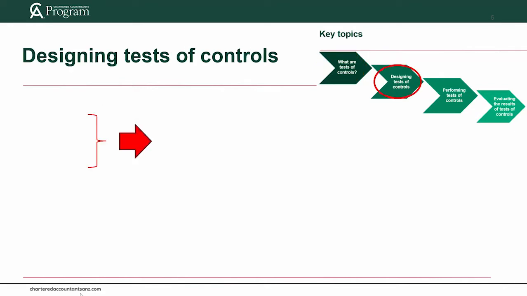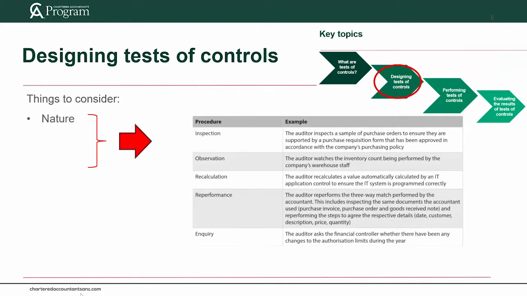Now moving on, when designing tests of controls, make sure you have considered the following: the nature, which is the how. For example, are you inspecting, observing, inquiring? Just make sure you bear in mind that inquiry alone is not sufficient as a test of control.